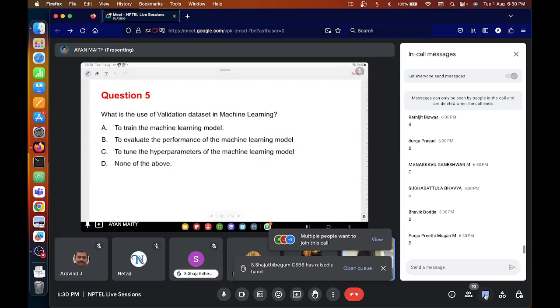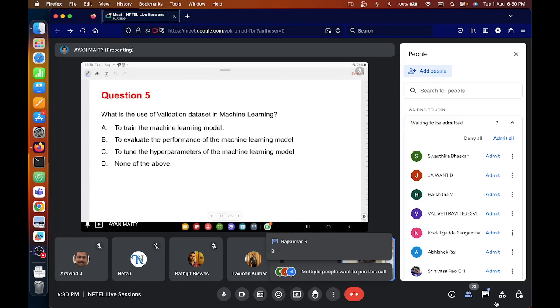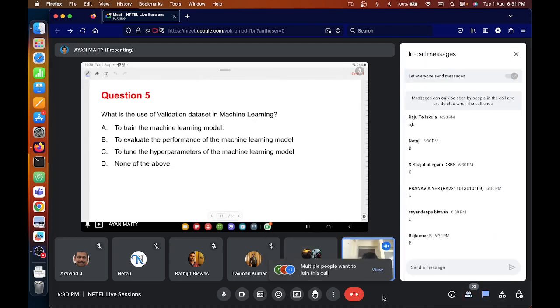So generally we divide the data set into three parts: training, validation and test data set. So if we divide into three parts, in that case what is the purpose of validation data set? Many of you have written B, some of you have written C also. Akanksha Yadav has written C, Srinivasa Rao has written B, Bimal Gupta is saying B. So many of you are saying B, some of you are saying C.